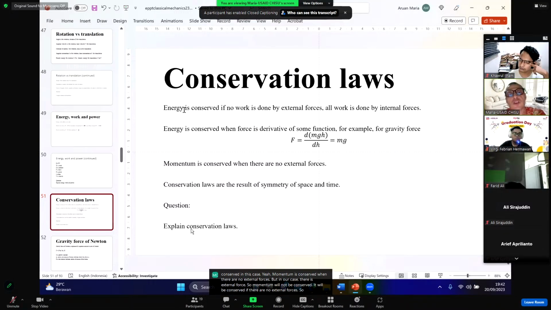So the conservation laws are the result of symmetry of space and time. Maybe we can discuss this later if we have time. It has very deep philosophical meaning. So our space is symmetrical, our time is symmetrical in the case of conservation laws. And I ask you to explain conservation laws in your own words. Any questions?